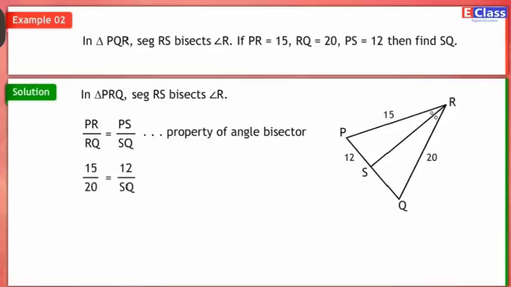15 upon 20 is equal to 12 upon SQ. SQ is equal to 12 into 20 upon 15, which is equal to 16. Therefore, SQ is equal to 16. Now let's see the activity.